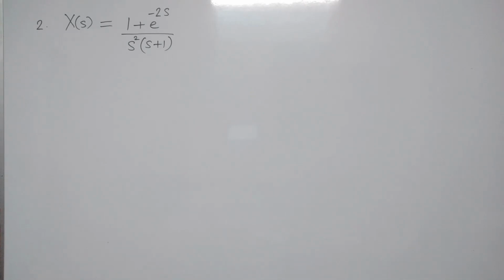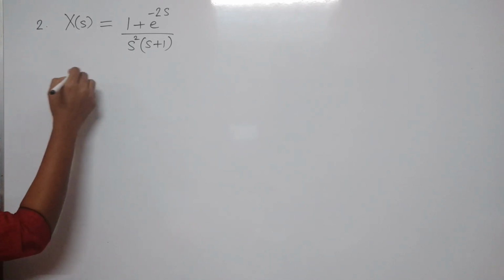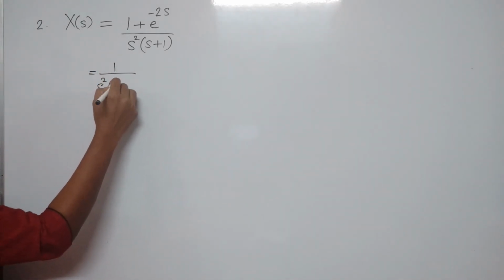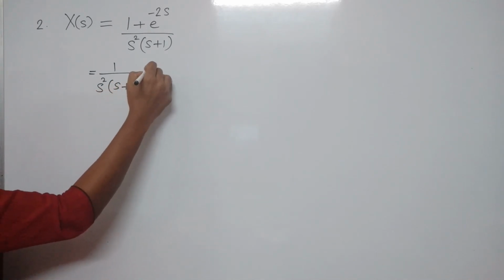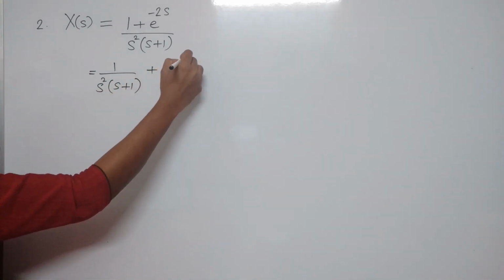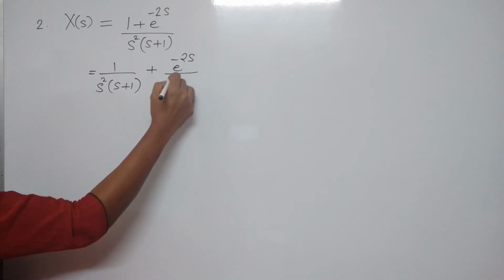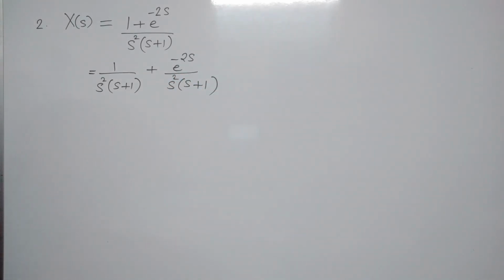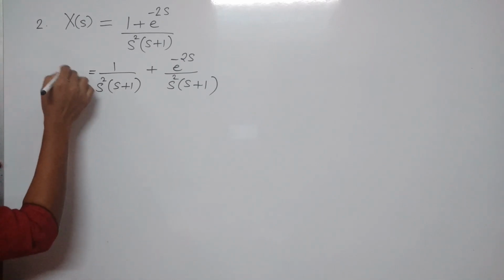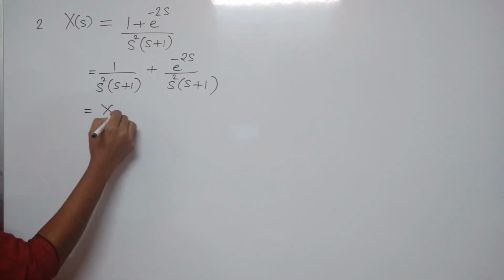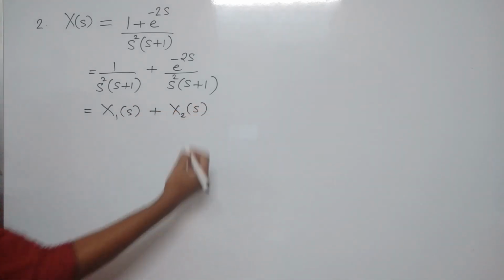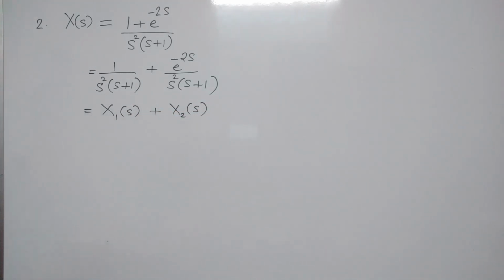So here we'll split this into two terms, that is 1 by s square into s plus 1 plus e raised to minus 2s by s square into s plus 1. This is X of s. Now let me write the first term as X1 of s and the second term as X2 of s.